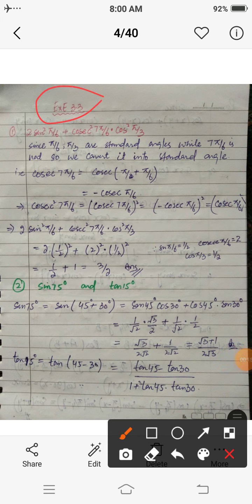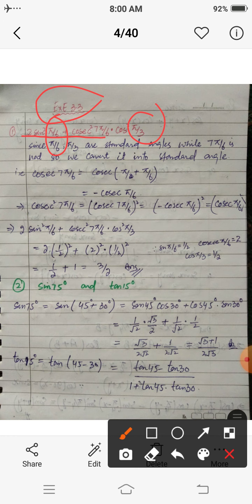We have to find the value of this expression: 2 sin² π/6 + cosec² 7π/6 · cos² π/3. Here you know that π/6 and π/3 are standard angles, and you know the value of the trigonometric functions at these points.